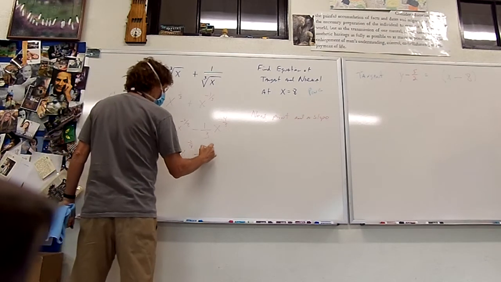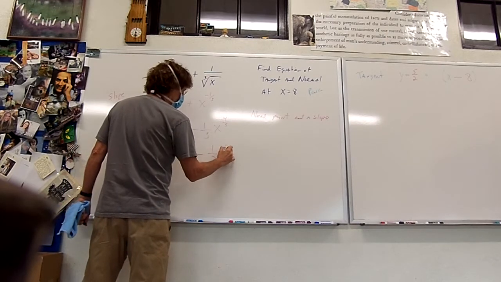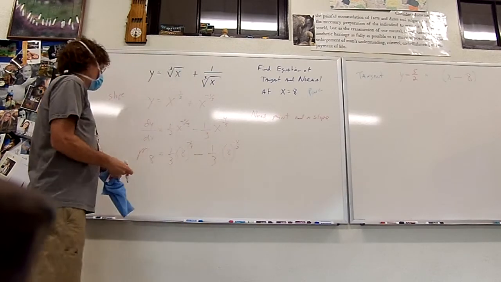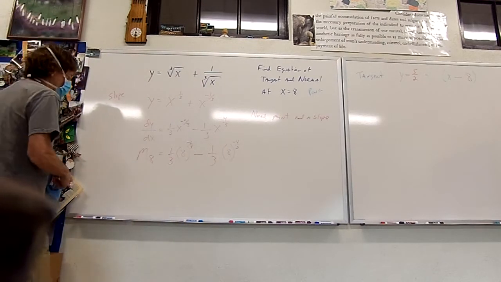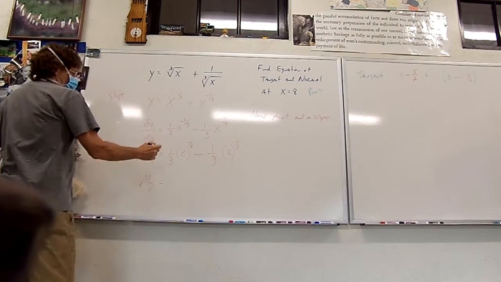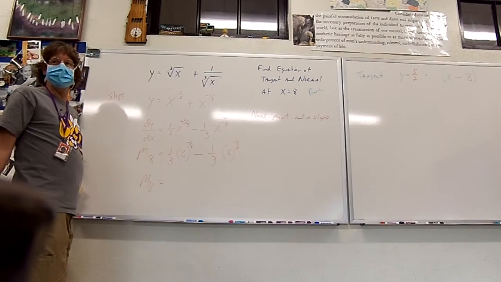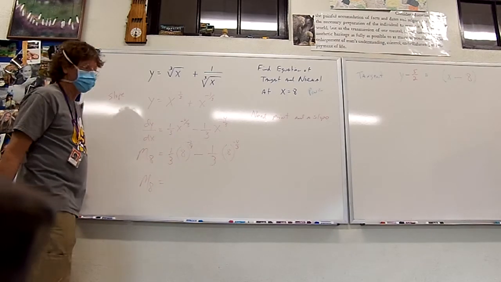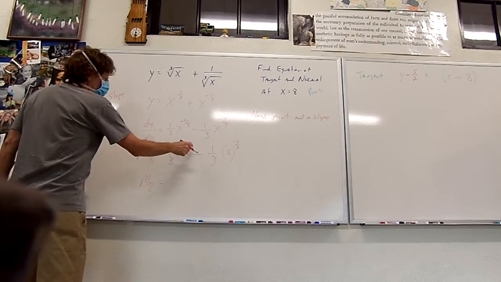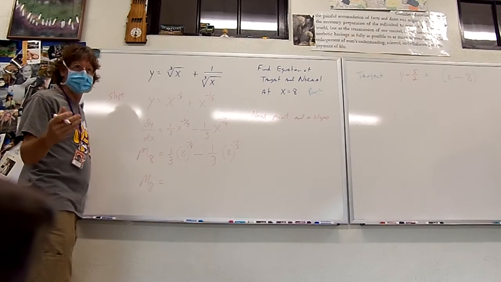I'm even going to write a step showing you that I put the 8 in there. All right, so the slope at 8. Cube root of 8 is 2. 2 squared is 4. Always do the root part first. Don't square it first, you make the numbers too big. Cube root of 8 is what? 2. 2 squared is 4.